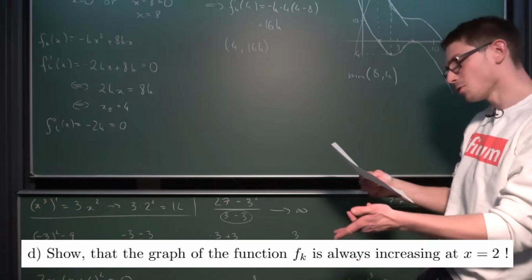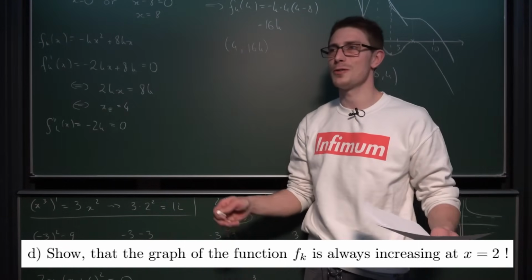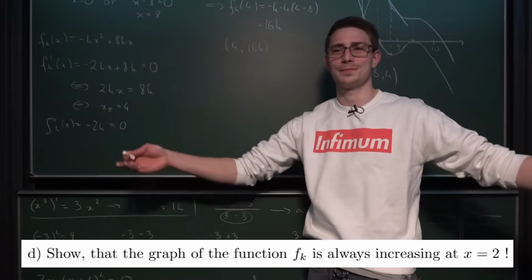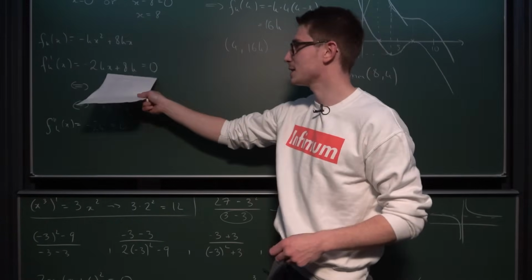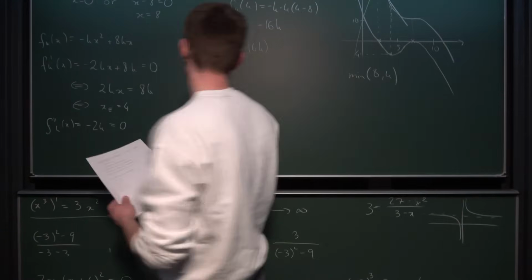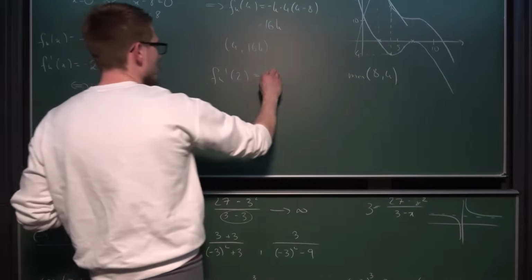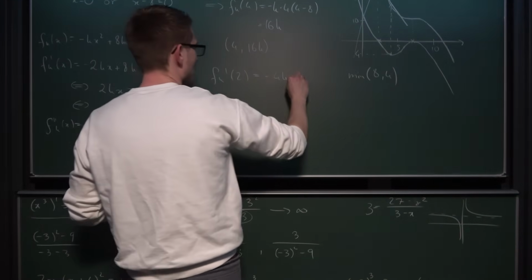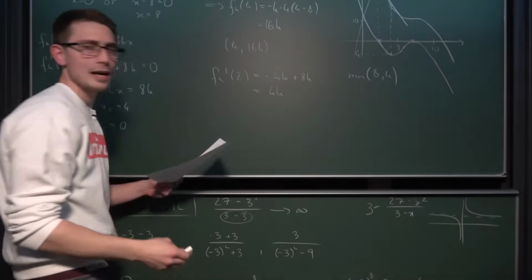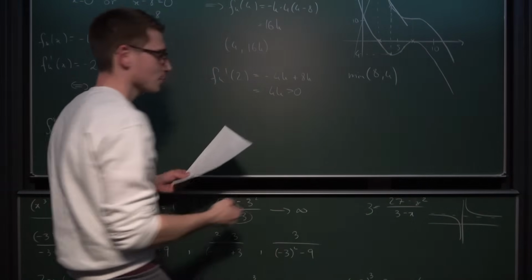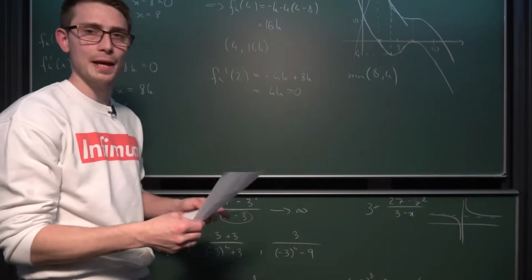Next exercise. Show that the graph of the function f_k is always increasing at x being equal to 2. This is also basically a gift to the students because they don't really have to do anything, because they already calculated the derivative and now they plug 2 into here. So f_k prime of 2 is going to be equal to negative 4 times k plus 8 times k, resulting in 4 times k. And 4 times k is greater than 0 because k is greater than 0. Meaning it's increasing, obviously, and we are done.